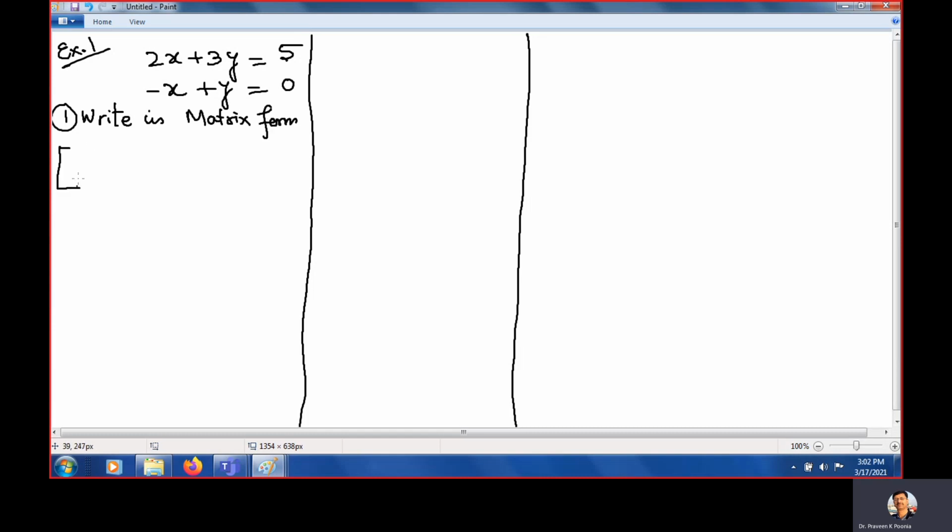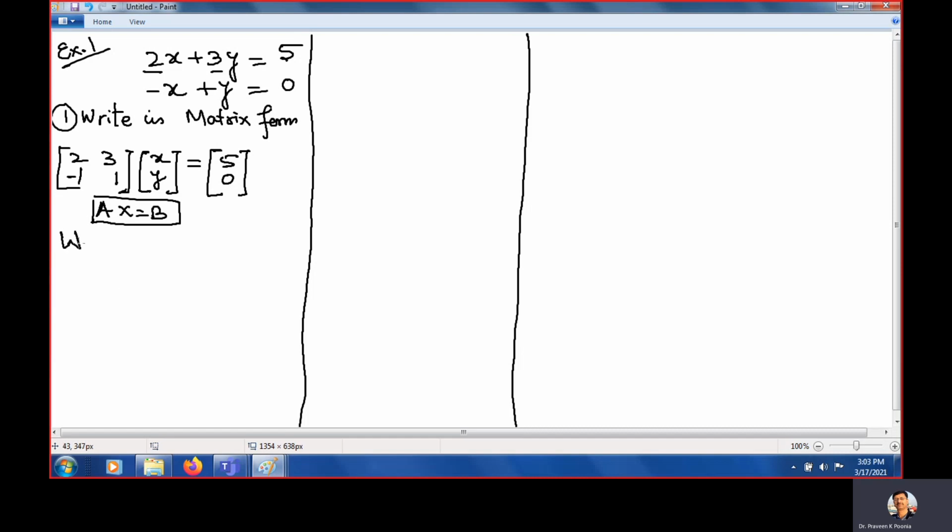Okay, so let us write 2, 3, minus 1, 1. No number is there means into 1. Then X, Y equals 5, 0. This is A, this is X, this is equal to B. This is the standard matrix form.